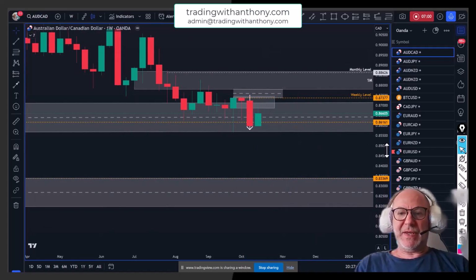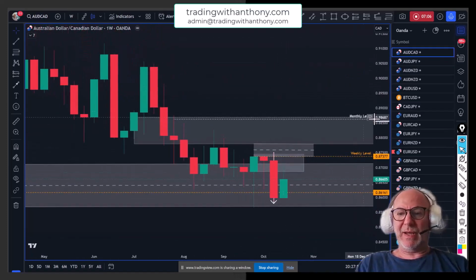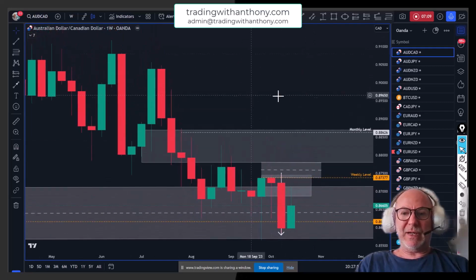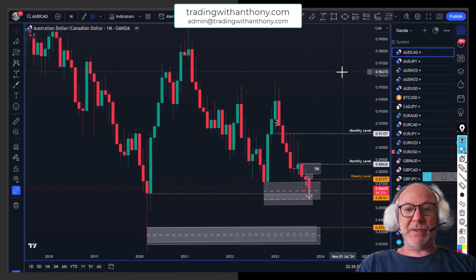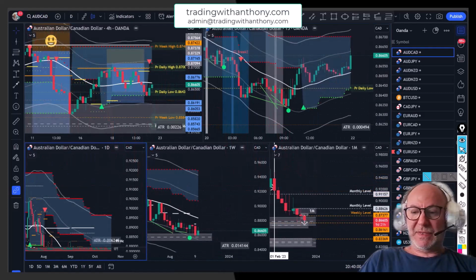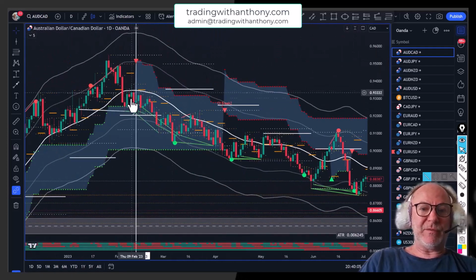Now, with that in mind, I don't mind the setup. I think we might get a bit more of a pullback as big money looks for liquidity. Now, what I want to do is show you something on the hourly time frame. So we'll work our way down. Daily, we can see, okay, this is where we want to get involved, back in here.